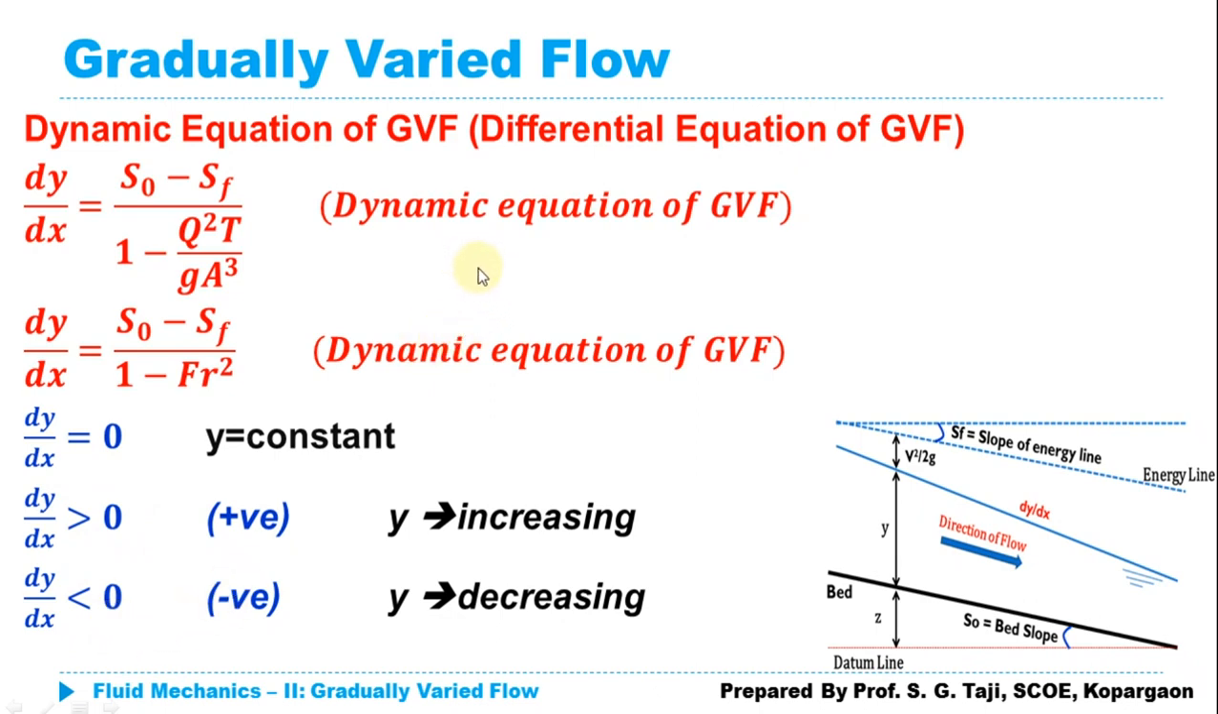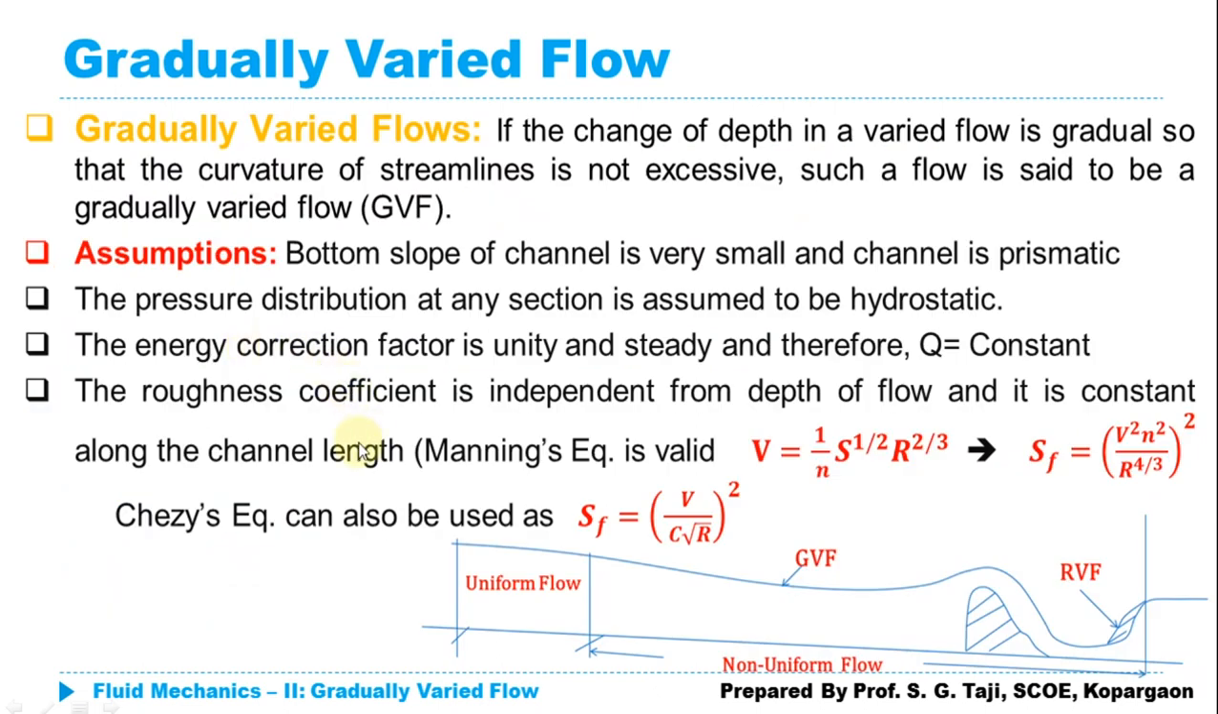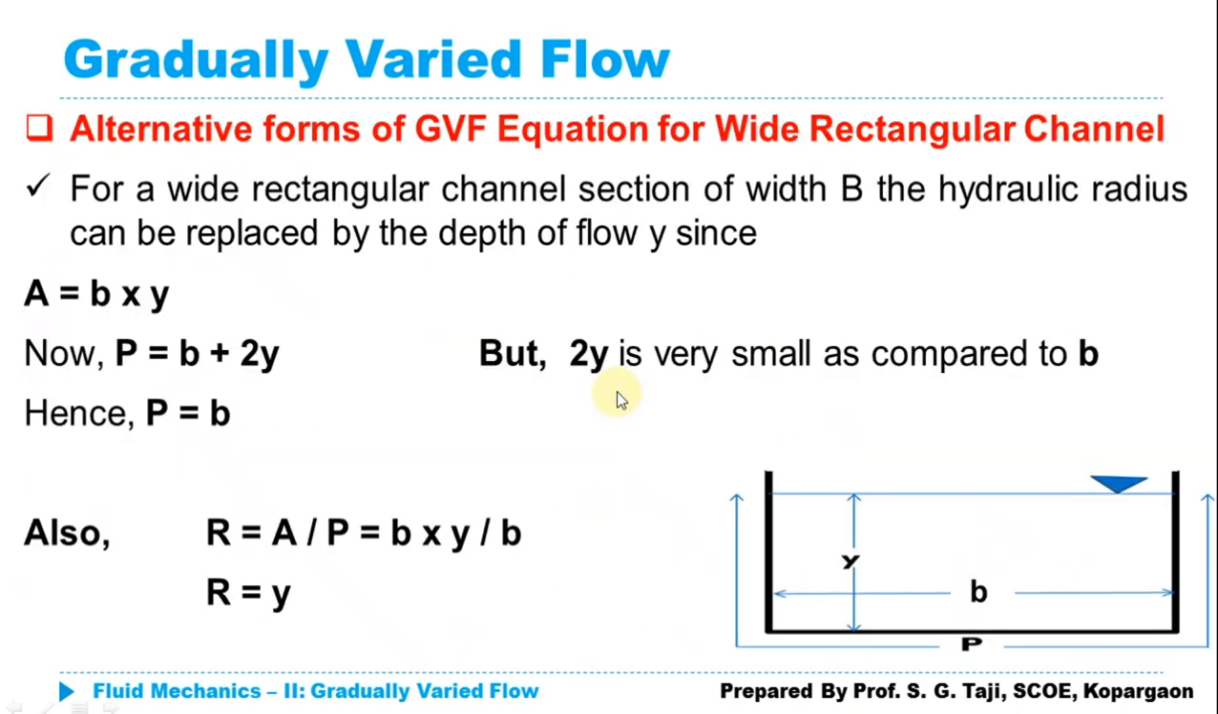We are going to derive some alternative forms of this GVF equation, first by using Manning's equation and again by using Chezy's equation. As we discussed in the very first lecture while making the assumptions, Chezy's equation and Manning's equation can be used for the computation of the slope of the energy line. If we are considering GVF, then obviously this slope will become equal to the slope of the energy line. So that we are going to make use of here.